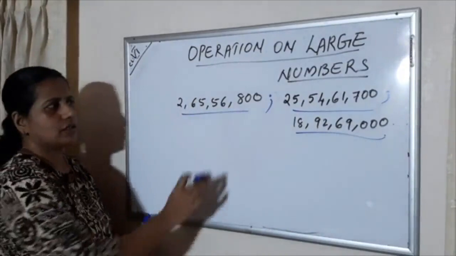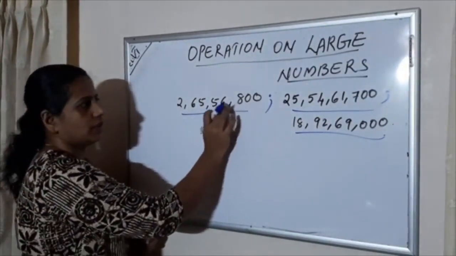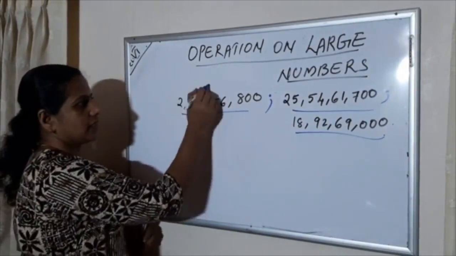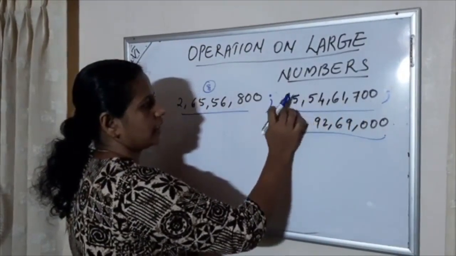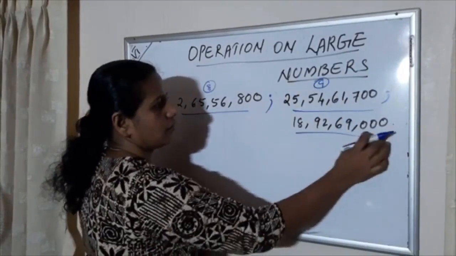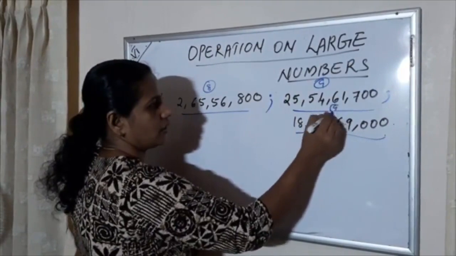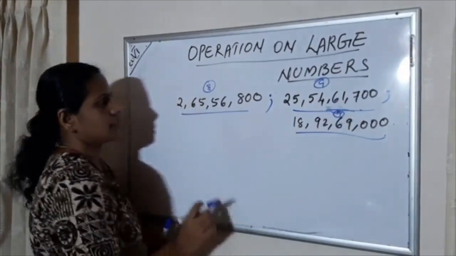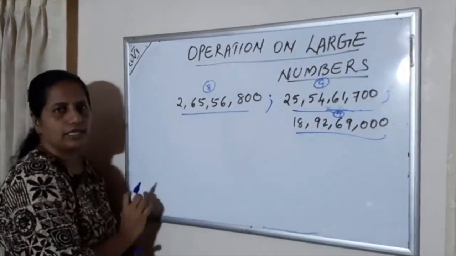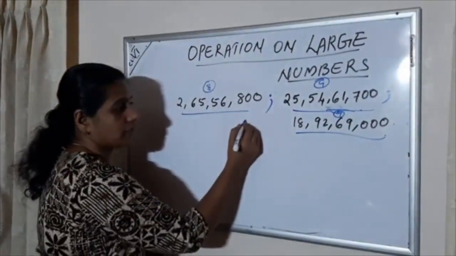First you count the number of digits. 1, 2, 3, 4, 5, 6, 7, 8. 1, 2, 3, 4, 5, 6, 7, 8, 9. 1, 2, 3, 4, 5, 6, 7, 8, 9. So there are two 9-digit numbers and one 8-digit number. Now you write down the place values.